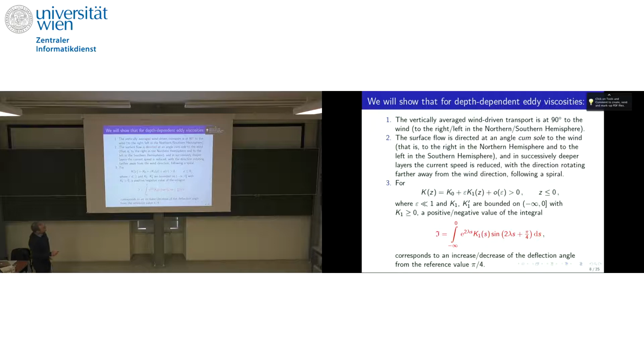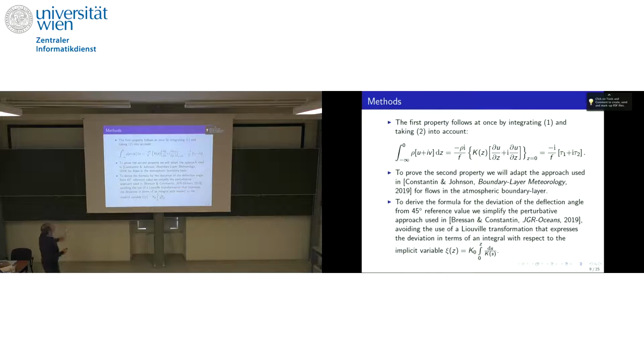This is a weighted integral of the non-constant part. If K1 is constant, this is 0, as it should be. So when it's constant, you don't see anything, but when it is not constant, this integral will decide whether the deflection angle is less or larger than 45. I take this perturbation to be positive, so this will change sign, plus and minus, because this expression changes as z goes from z equals 0 towards minus infinity. Okay, so this is the aim.